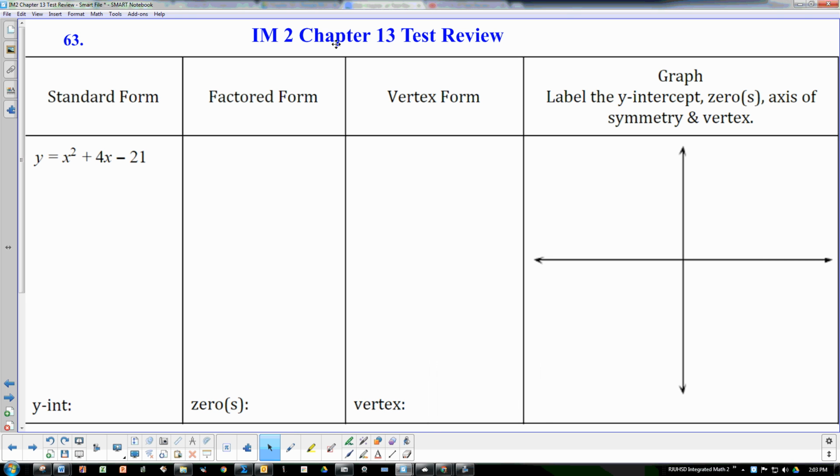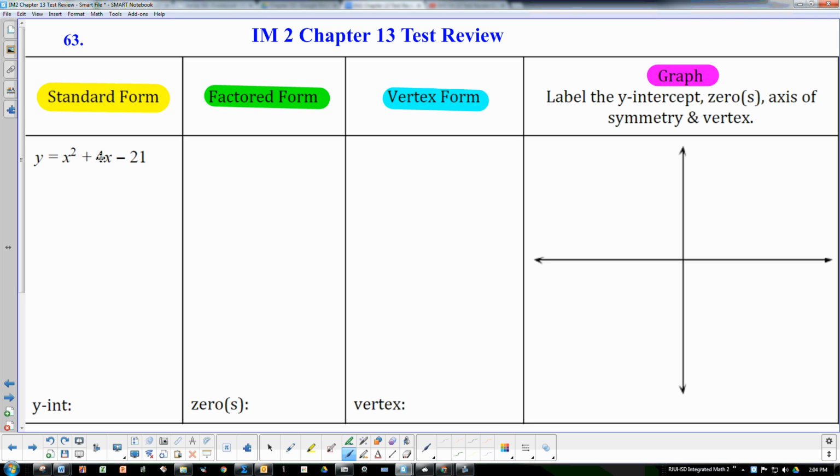This is the Integrated Math 2 Chapter 13 test review, and just number 63. And 63 is on your review. It's going to be a large table. So you'll notice on this table, let me just kind of go through this here. We have standard form, then we have factored form, we have vertex form, and then we have the graph. And we're going to need to use what we're given and then find the factored form, vertex form, and then graph everything. So let's go through and see if we can do this.